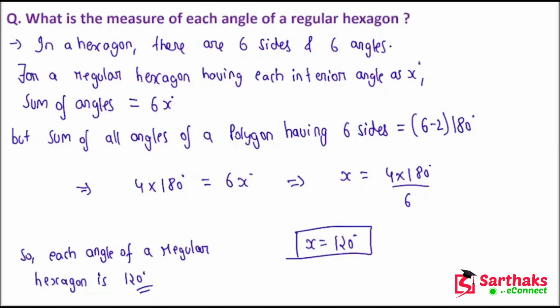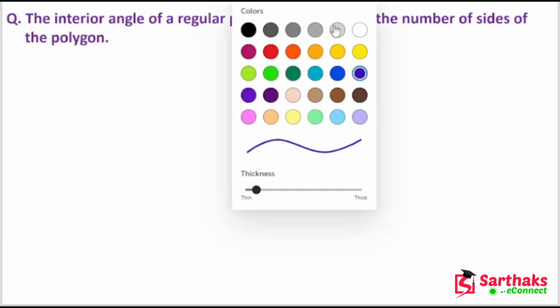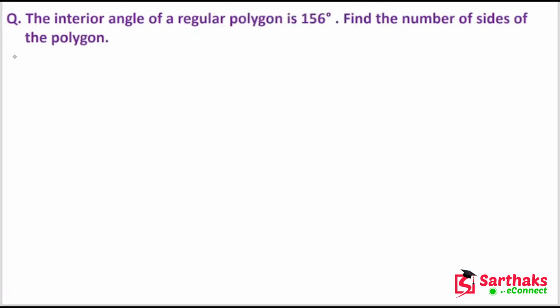Let us take another question. Now this question simply says that the interior angle of a regular polygon is 156 degree. Find the number of sides of the polygon. It is again very simple. Okay, let the number of sides in the polygon be n. Let the polygon have n sides, right? So the polygon has n sides.